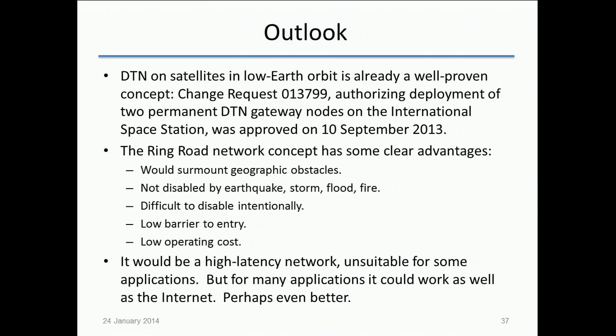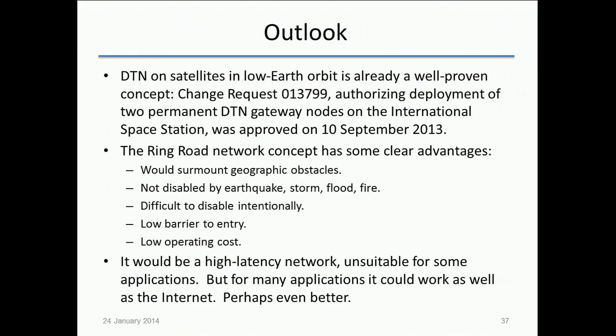The concept of DTN on satellites in low Earth orbit, as we discussed earlier, is well proven. And I think the concept has some pretty clear advantages as an adjunct to the way the internet works today. It surmounts geographical obstacles. It's not disabled by earthquakes, floods, fires. It's actually difficult to disable intentionally. It's difficult to shoot down a satellite, especially a satellite that's this big.